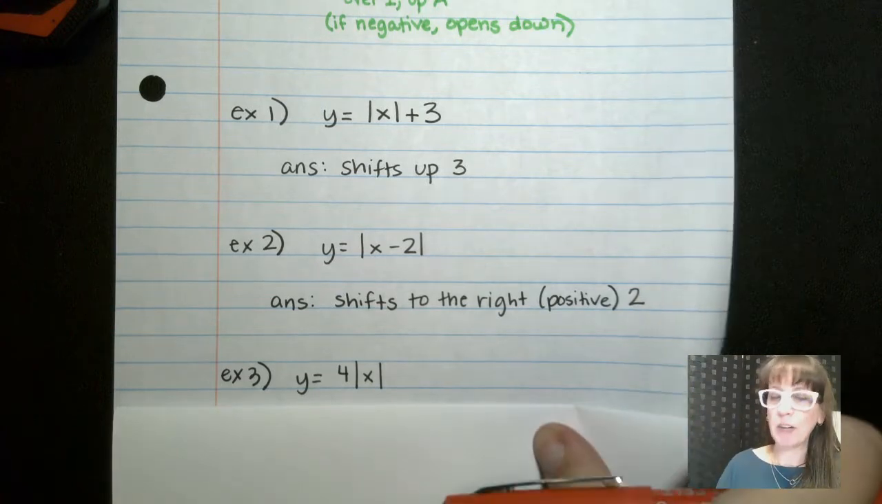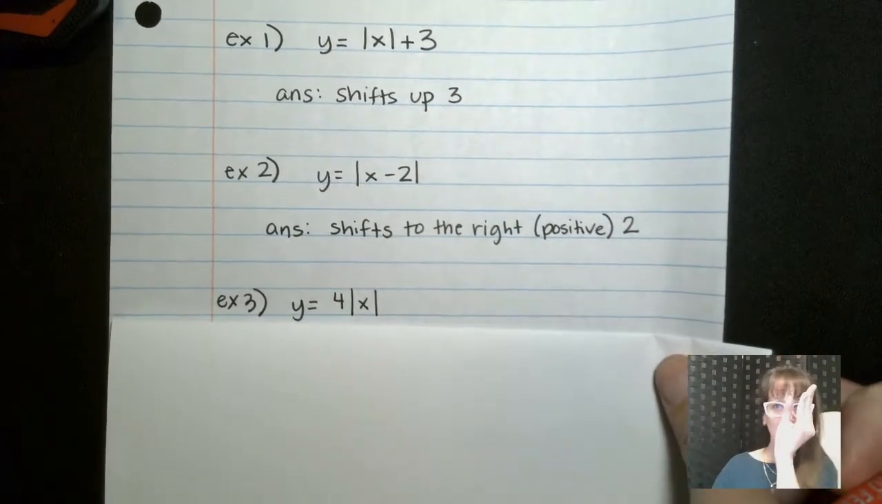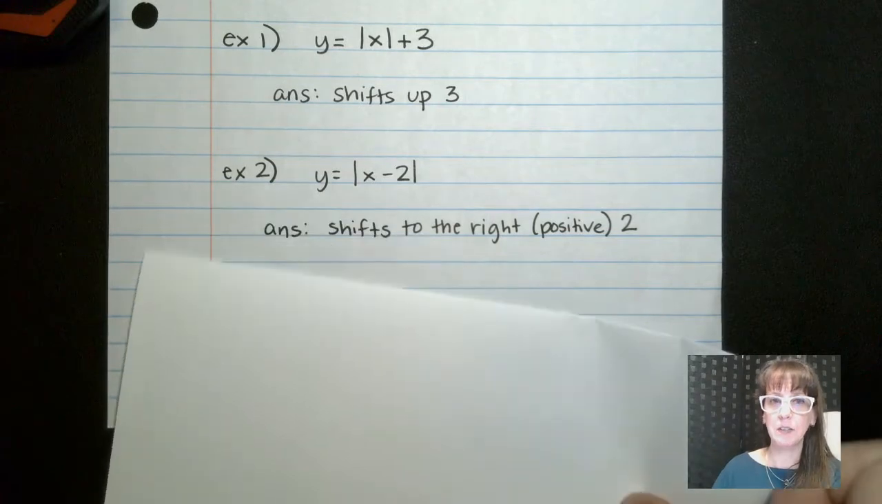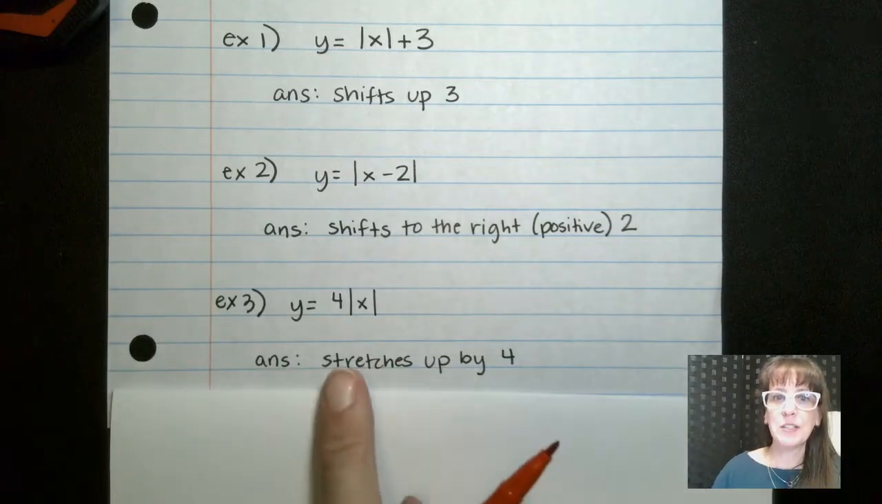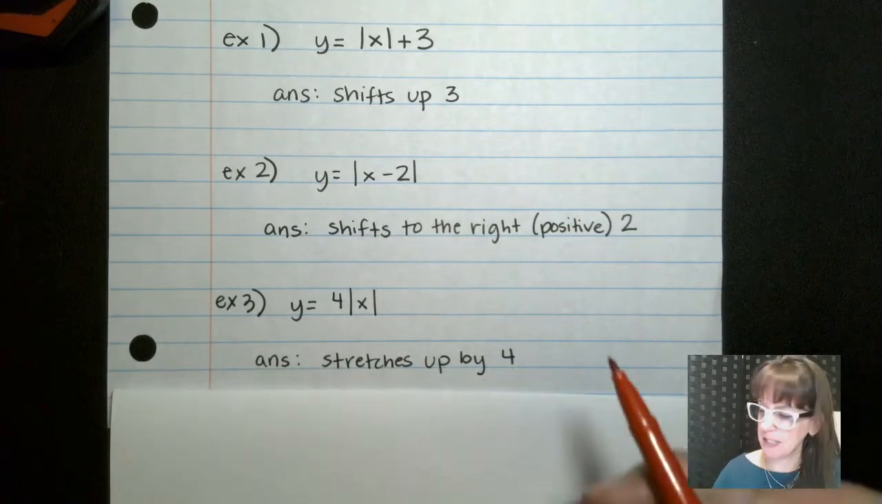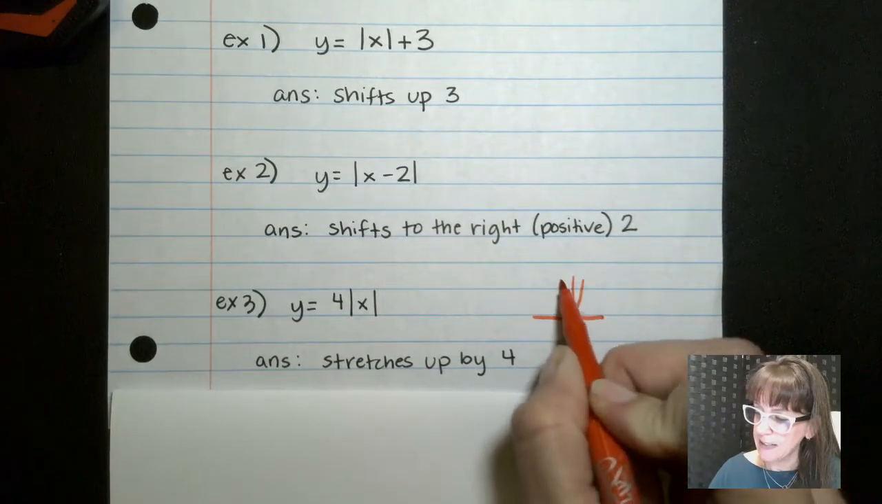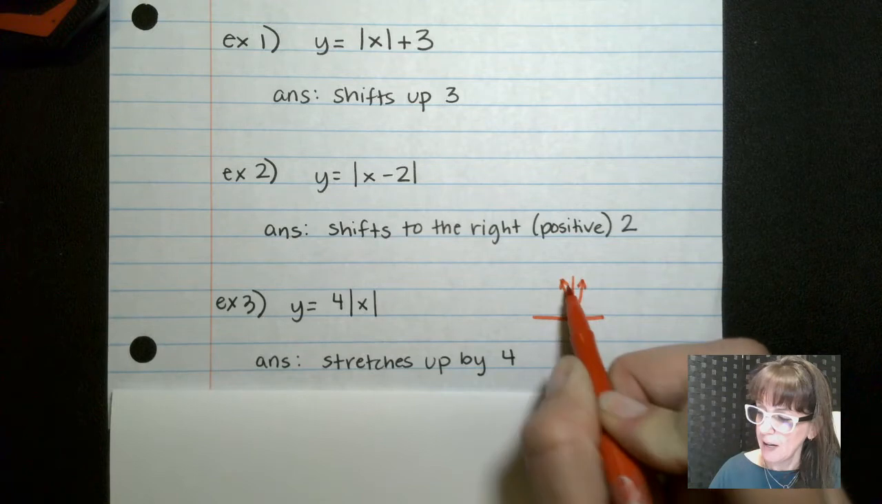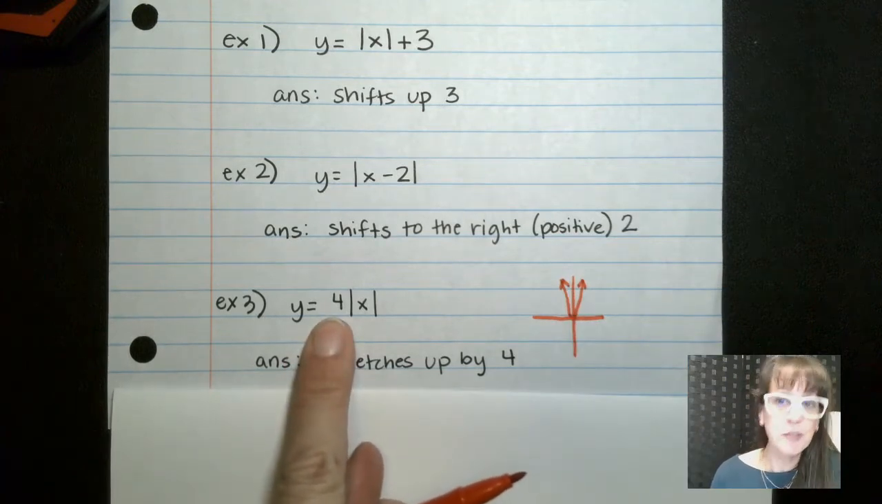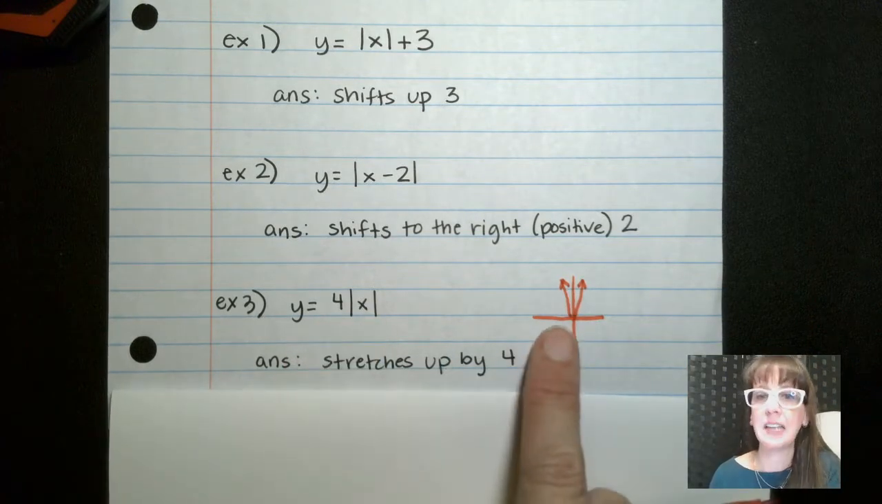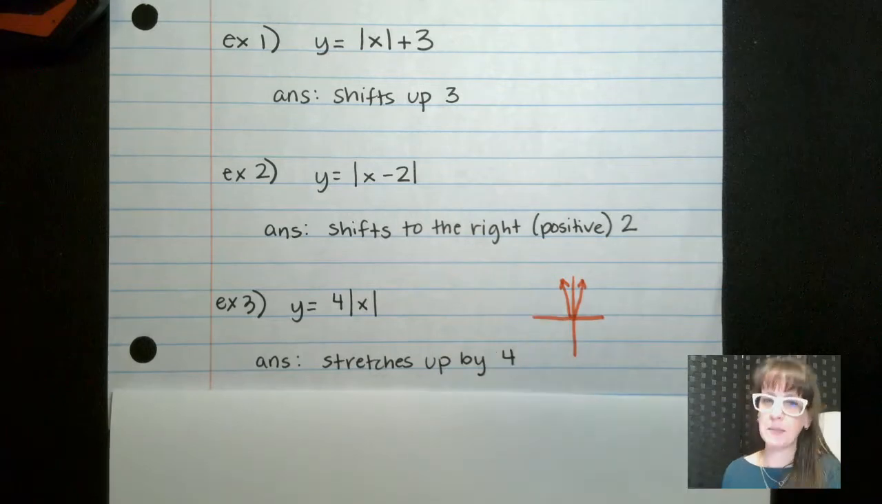For number 3, we have y equals 4 times the absolute value of x. This means that we are going to be stretching this graph so that it's super skinny. We're going to stretch it up by 4. So it's going to look something like this, real skinny like this, just a skinny V. If this is less than 1, so if it's like 1/2 or 2/3, it's going to be a little bit fatter, going in the opposite direction.